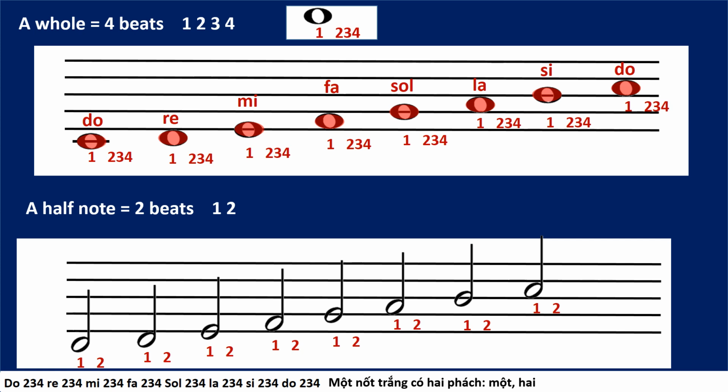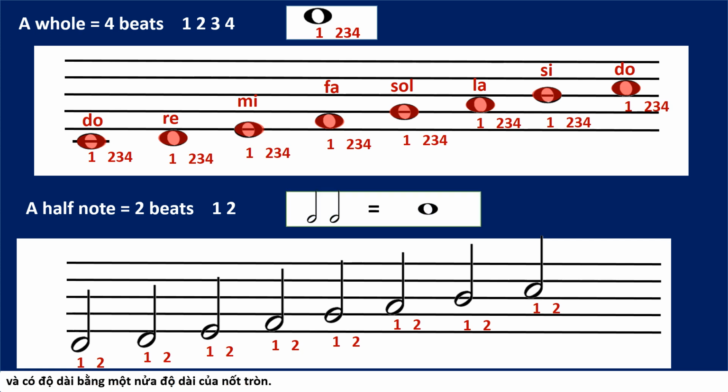A half note has 2 beats, 1, 2, and has half the duration of the whole note. Let's count and clap. Do, 2, re, 2, mi, 2, fa, 2, sol, 2, la, 2, si, 2, do, 2. Keep reading. 2 in silence. Do, re, mi, fa, sol, la, si, do.